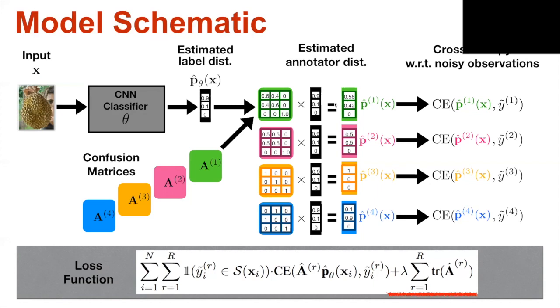So as a solution, we propose to add a simple regularization term, which is the mean trace of the confusion matrices of the annotators. Intuitively speaking, the mean trace represents the average probability that a randomly selected annotator is correct. So minimizing this trace term encourages the estimated annotators to be maximally unreliable, while minimizing the cross-entropy losses makes sure that the model describes the noisy observations faithfully.